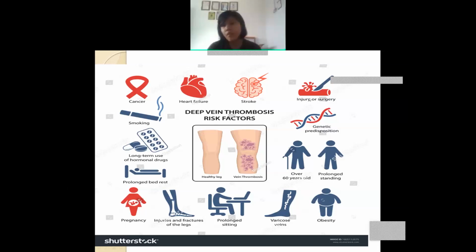Next is stroke. Stroke usually occurs because of poor blood circulation. All right, because of poor blood circulation, it usually arises stroke. So if a person is having stroke, they are at the risk of having DVT. Next is heart failure. Heart failure usually occurs because of that reason, pulmonary embolism. You remember, no? So it is linked with that heart failure. All right, is it clear?